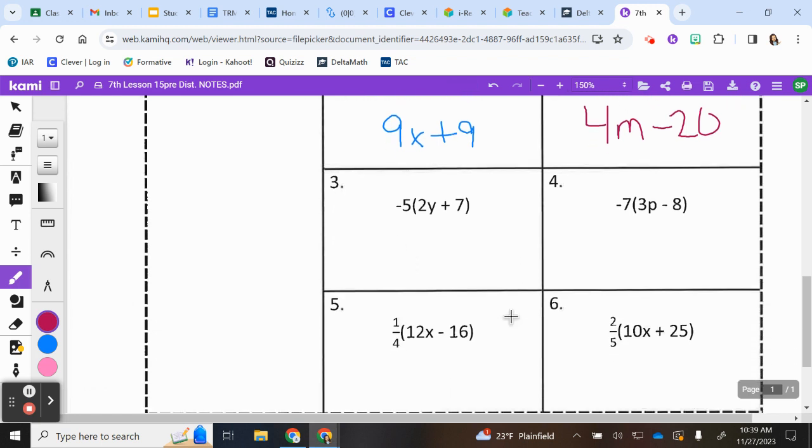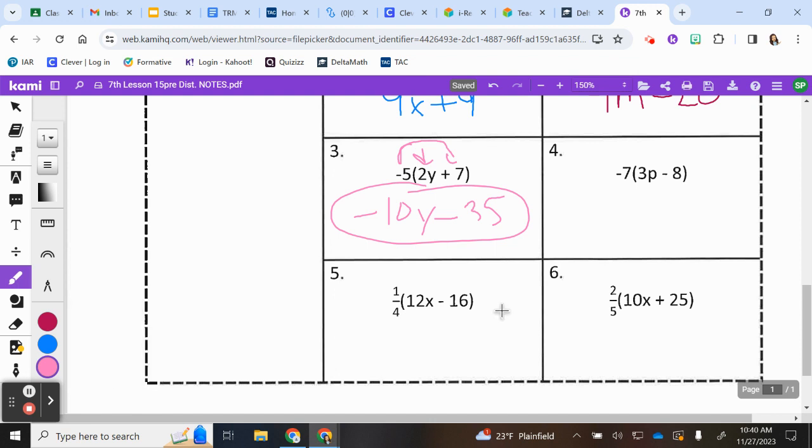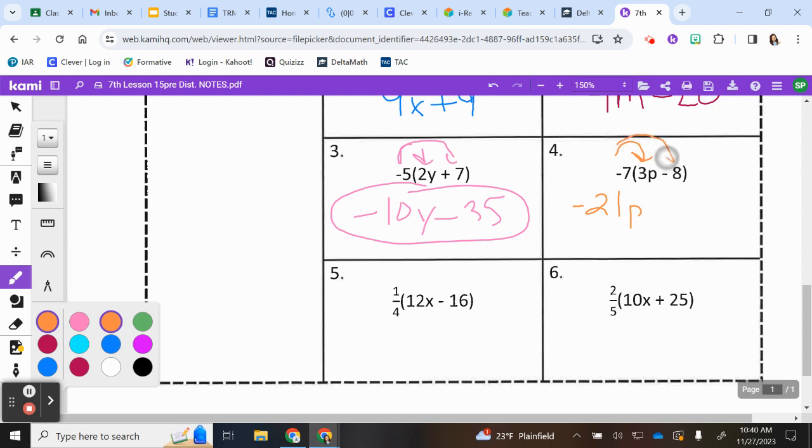All right, now we got the hard ones with the negatives here. -5 times 2 is -10. Don't forget to attach the y. And -5 times 7 is -35. So make sure you have these both negatives. Negative 7 times 3 is negative 21. Attach your p. And here's the hard one. Negative 7 and negative 8 make a positive 56.